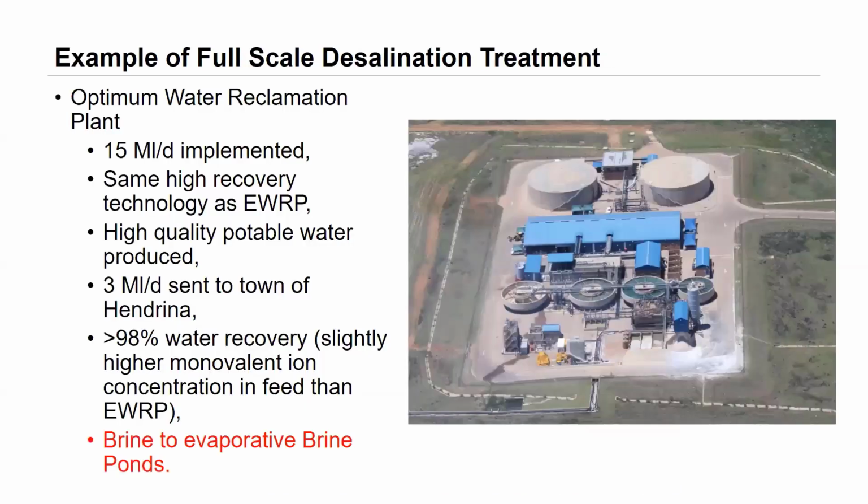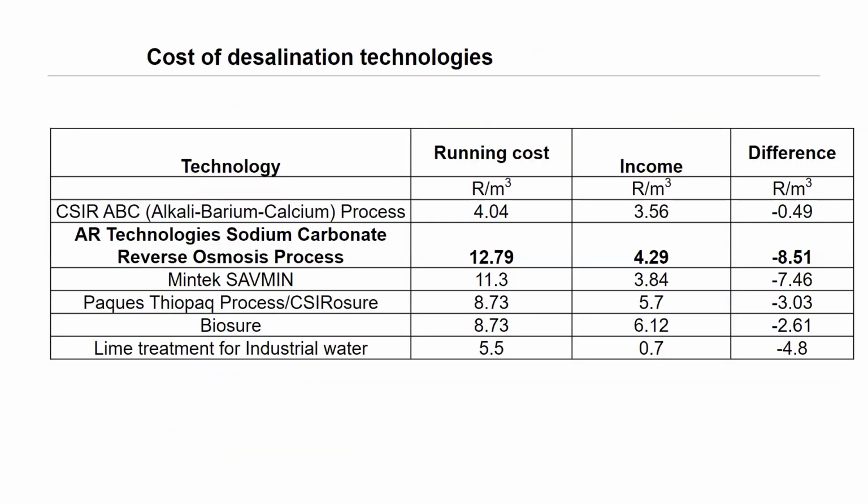A second example. I think there are other examples, but I chose two just for the sake of time. The second example is a 15 megaliter plant, which is called the Optimum Water Reclamation Plant. And again, that's a similar story. The water from this plant is also sold to the local municipality. The recovery ratio is quite high, 98%, and still the same challenge is faced by the plant as well in terms of the brine generation, which needs disposal at a relatively higher cost as well.